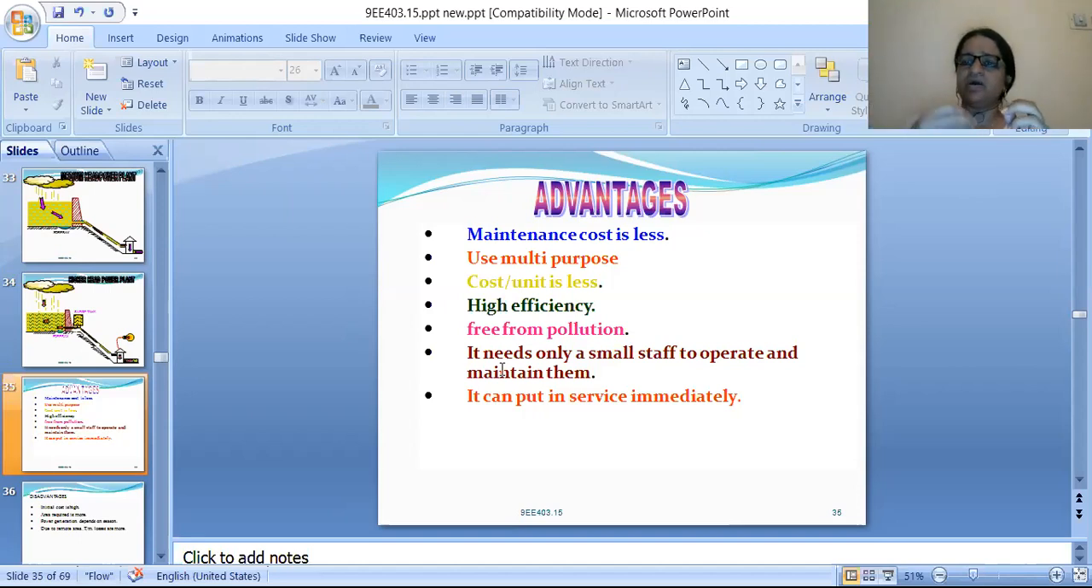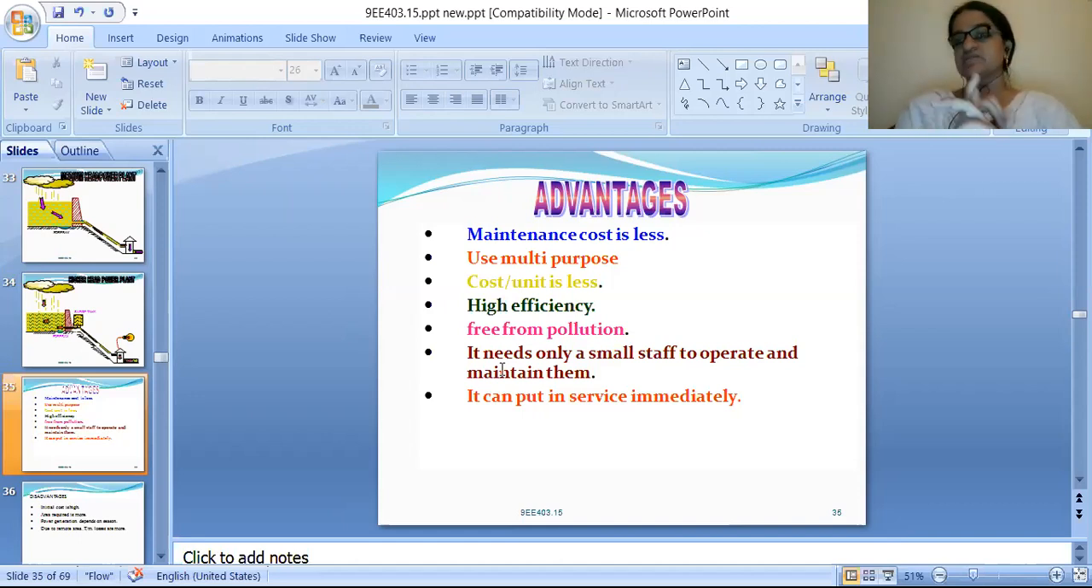From the dam, through the surge tank and penstock, the water reaches the turbine. So the work which should be done will be very little, and the maintenance staff requirement will also be very small for a hydroelectric power station, whereas a thermal power station will not operate like this.